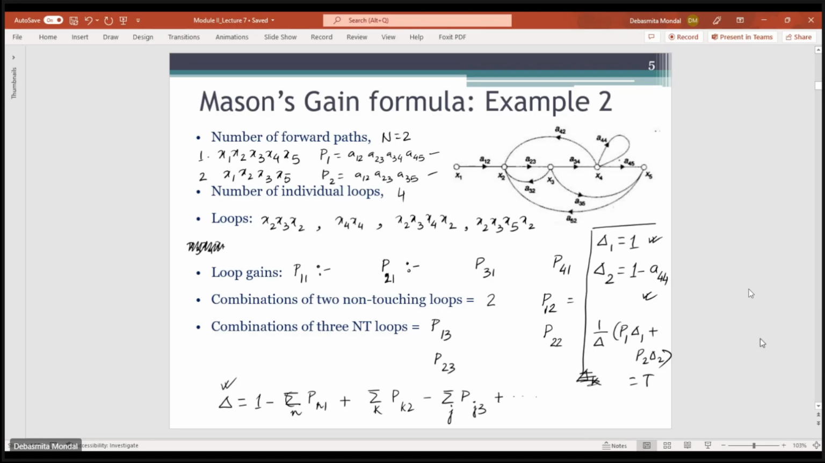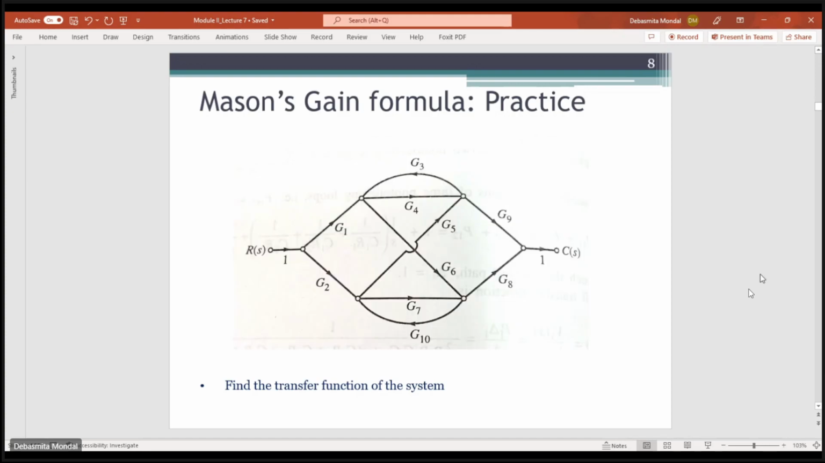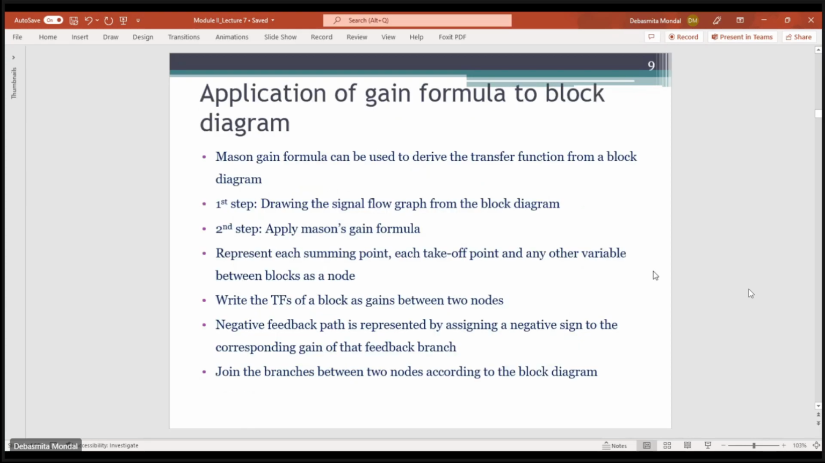Okay, fine. I have given a few practice problems. You can try to solve these signal flow graphs and find the transfer function of the system. This is just for your practice, and you can see whether you face any difficulty while calculating the overall transfer function of the system. I think you can do these at home.